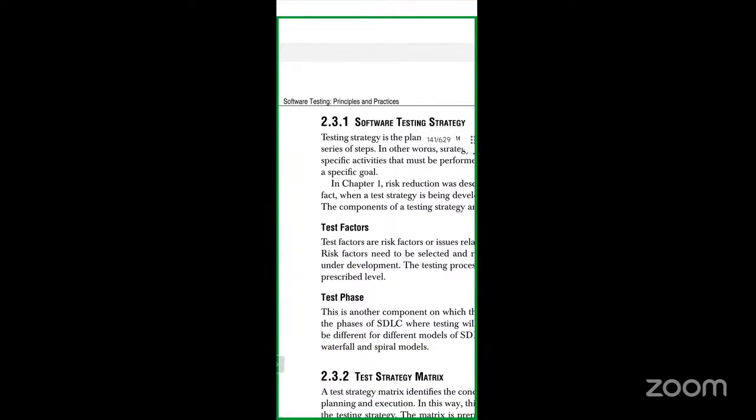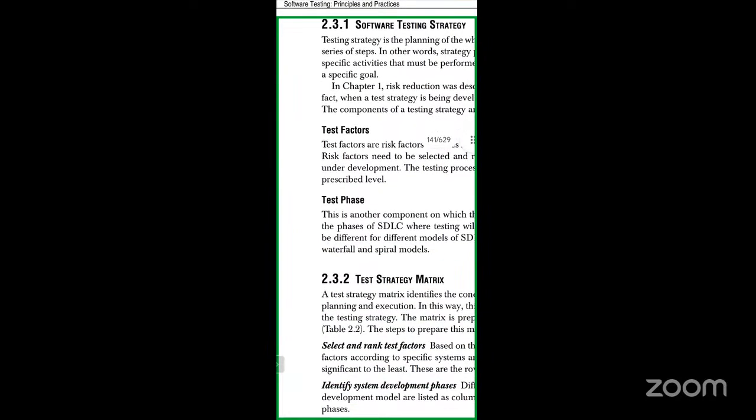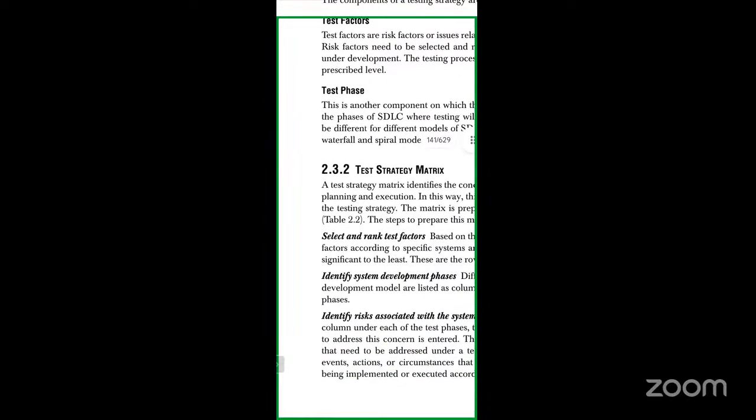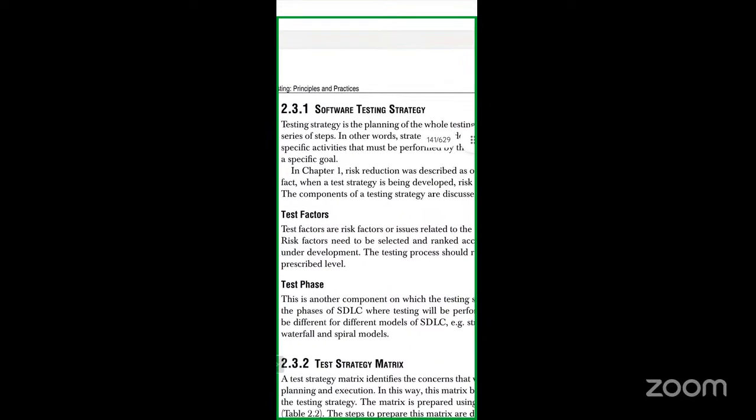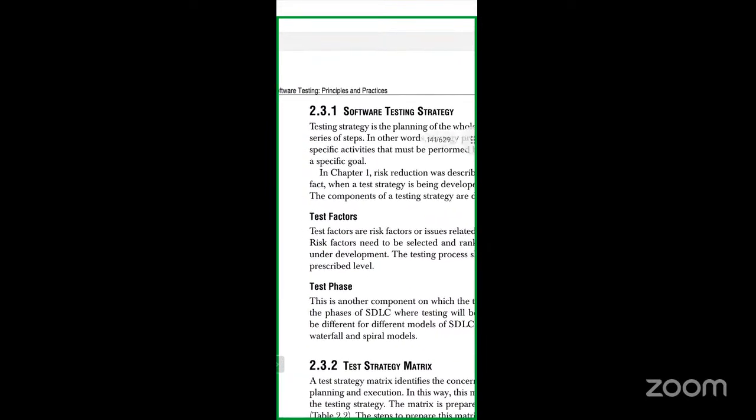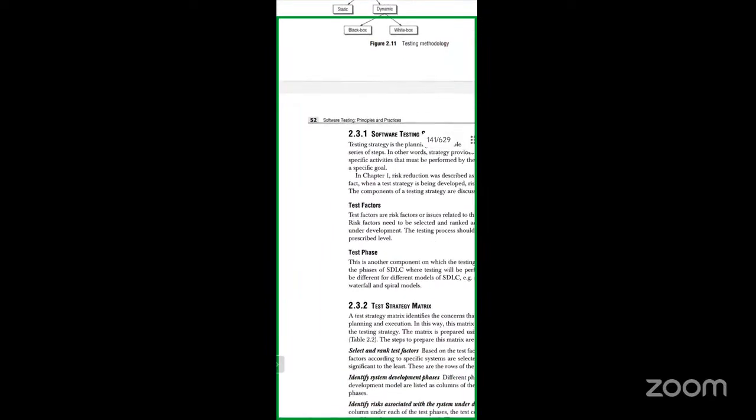Here we have the test factors, test phase, and test strategy matrix. That is how you need to select and rank the test factors, how you need to identify the system development phase, and how you need to identify the risk associated with the system development phase. Everything is going to be there in the software testing strategy. So we check the test factors, and after that we go for each and every phase, which we call the test phase.